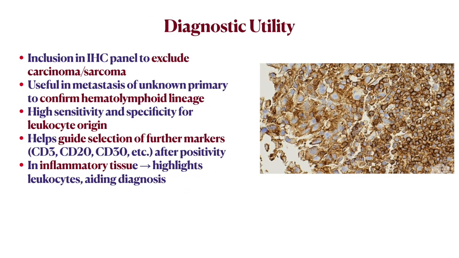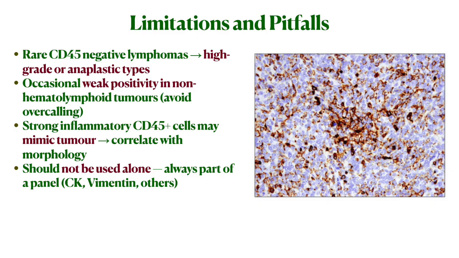Where is it used? It is mainly used to exclude carcinoma or sarcoma, or to confirm your diagnosis of hematopoietic lineage. It is very sensitive and specific for leukocyte origin. After this, you can use a further selection of markers for further subtyping. In inflammatory conditions, it mainly helps us identify these inflammatory cells.